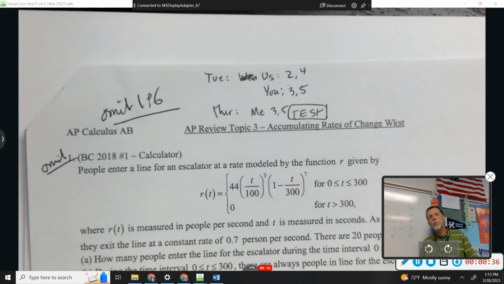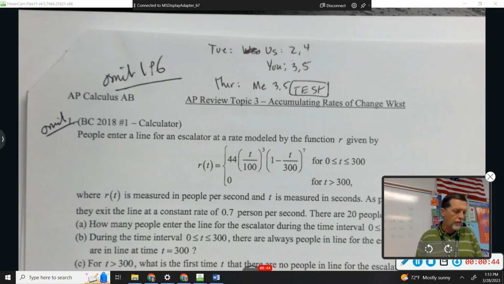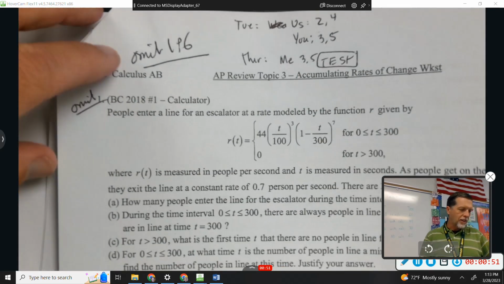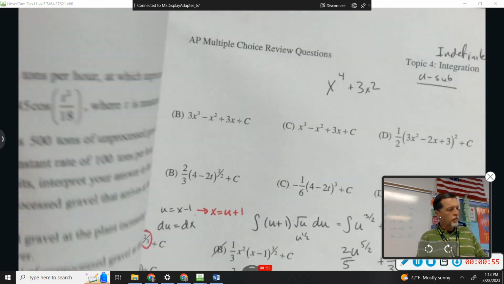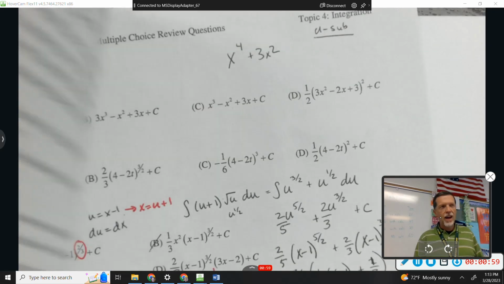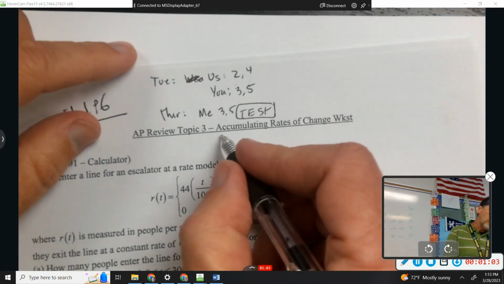If you feel like you need more practice and want to pursue them, the solutions are posted with the 1 and 6 solution posted as well. Before we start with number 2, again, look at the years on this. 2018, 2015, 2014, 2013, 2010, 2009. So not every year, but pretty frequently, this accumulating rates of change.